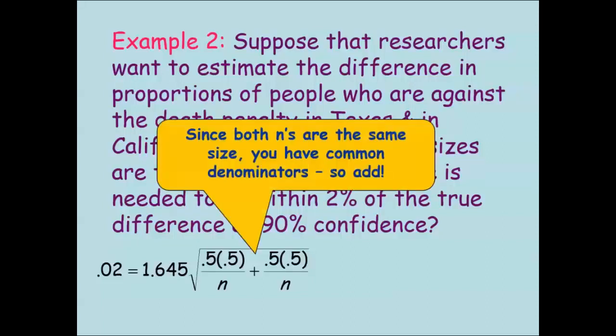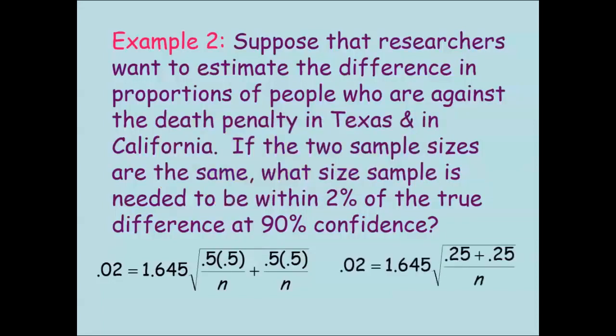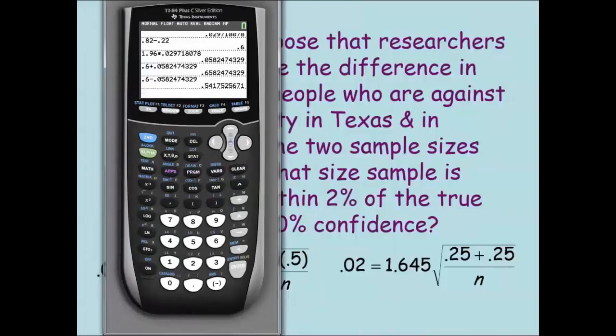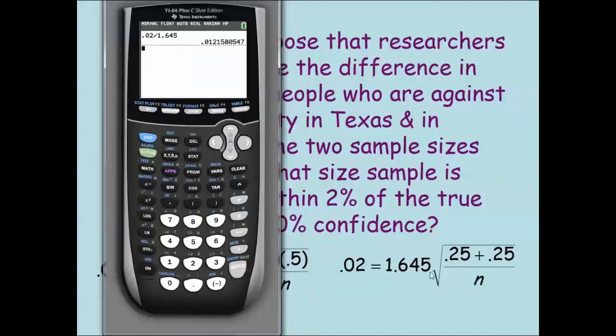And then from here we're going to do some common denominator skills. So if I multiply the 0.5s together, I get 0.25. And so I'm kind of staring at that. And then we're going to let the calculator take over and sort of work backwards as far as what that sample size should be. So I want to divide that 0.02 divided by 1.645. Okay, so now I've got that lovely 0.012 right there.